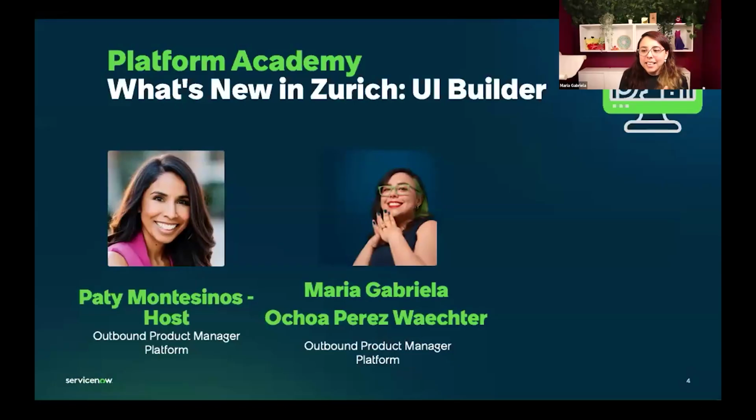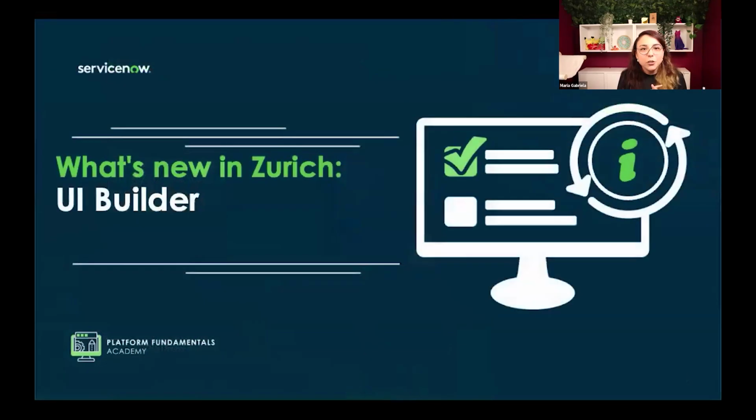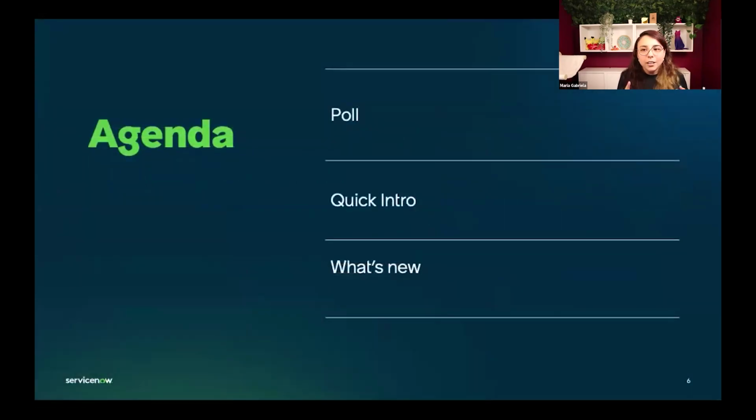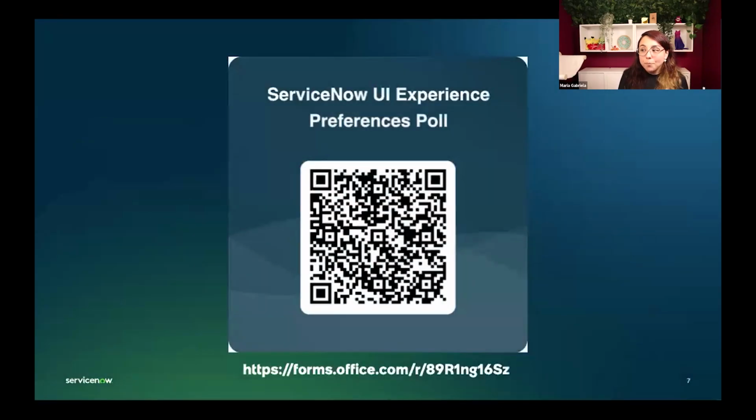Hello, everybody. My name is Maria Gabriela Perez Wechter. I love ending on the German Wechter. I'm an outbound product manager here on the Agent Experiences team. I am super excited to tell y'all what is new in Zurich for UI Builder. We're going to go quickly through this agenda. We've got a poll, a quick intro to UI Builder, and then we're going to talk about what's new. Now, like I said, we've got a poll, and this is going to be super important.